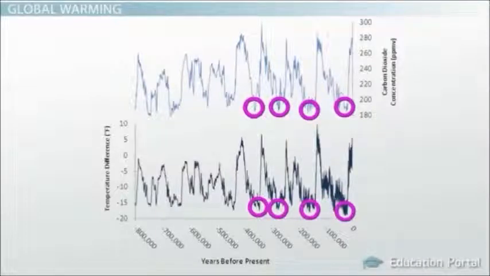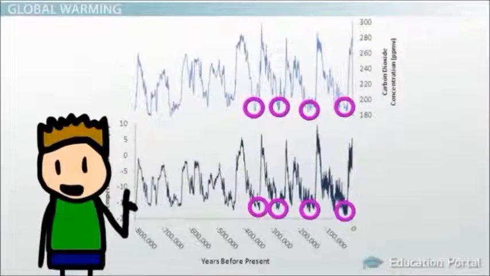Now, like almost all true scientific data, there are some small anomalies, and the data doesn't always match up perfectly. But even with these small imperfections, this is one of the closest correlations that you will ever find in the natural world. The history is clear. In the past 800,000 years, whenever CO2 levels rise significantly, the temperature rises too.